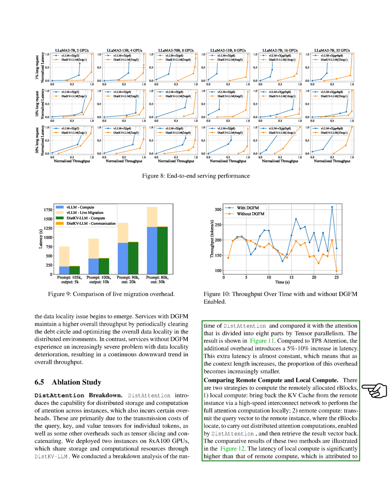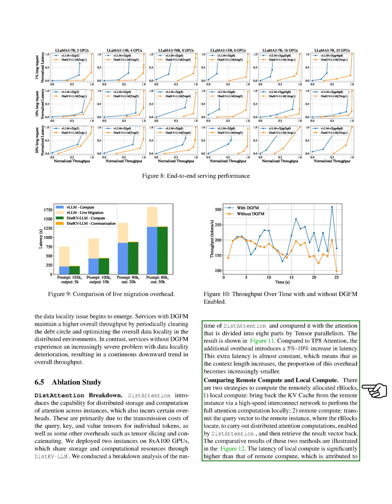The additional overhead introduces a 5% to 10% increase in latency. This extra latency is almost constant, which means that as the context length increases, the proportion of this overhead becomes increasingly smaller. We also compared 2 strategies to compute the remotely allocated R blocks.